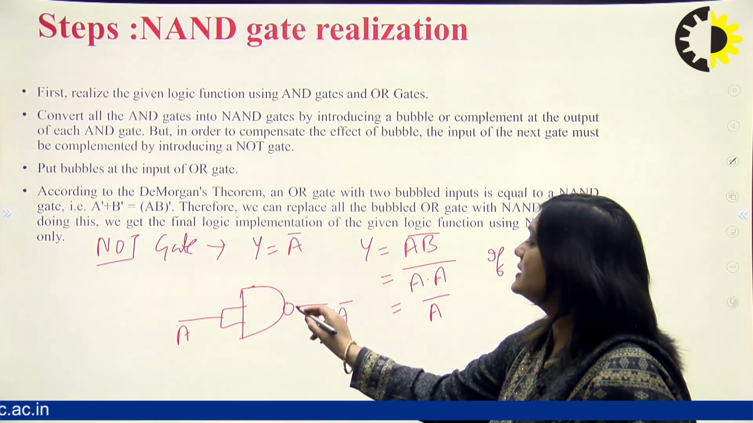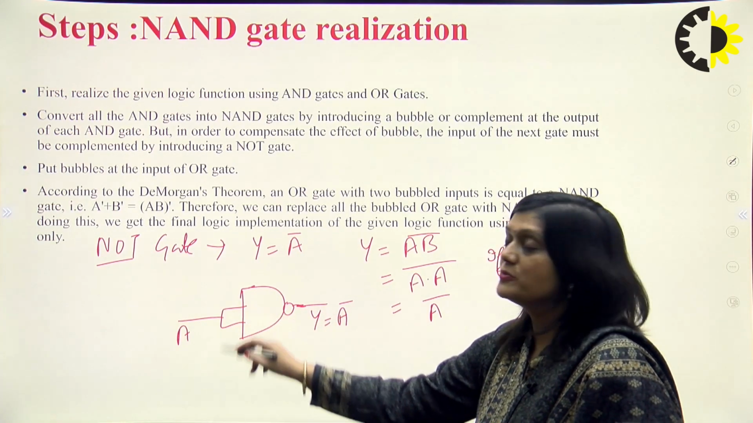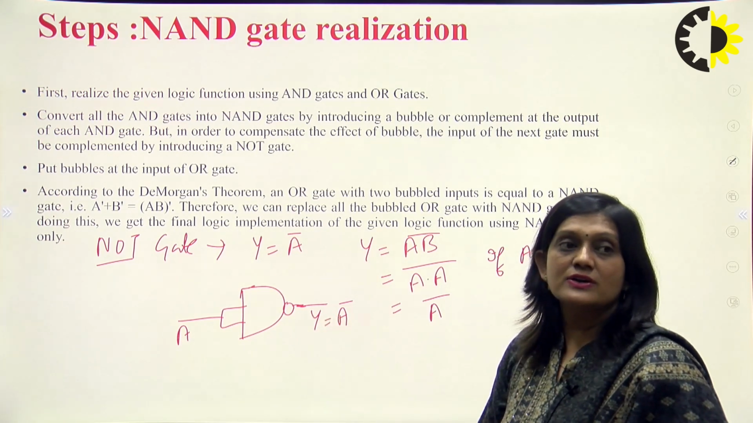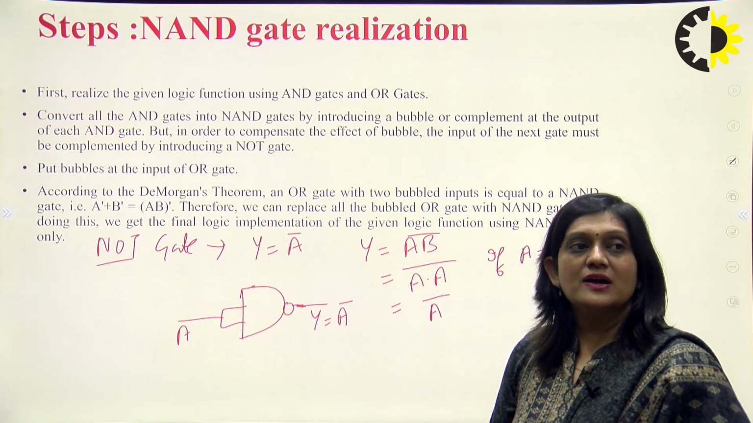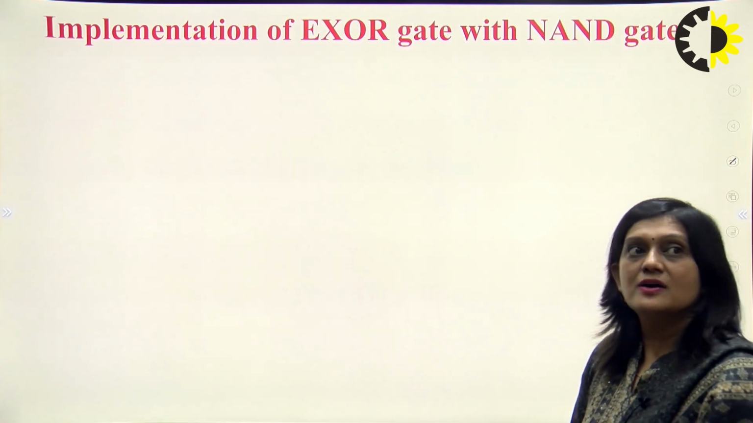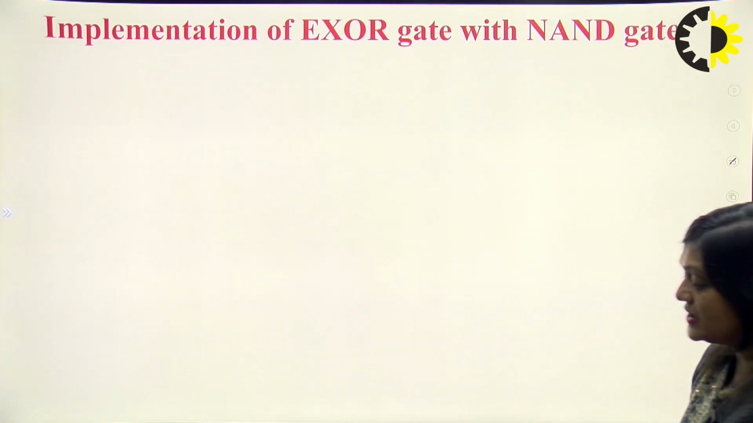So how can we design this with the NAND gate? If we make the two inputs a and b both equal, then this NAND gate will work as a NOT gate. So this is how we can design the NOT gate with the help of a NAND gate. Now we have to design the EXOR gate with the NAND gate using the bubble method.